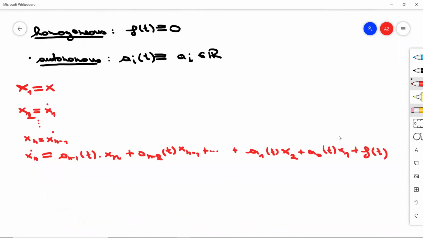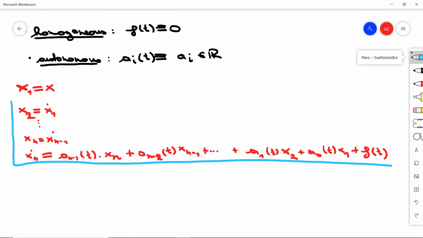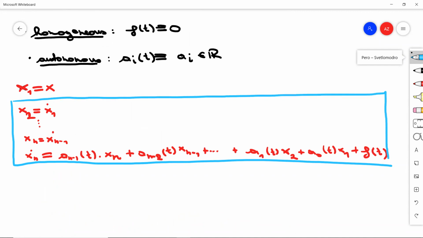So our system is then, in fact, the system of those differential equations without the first condition, because the first condition is just saying that x will be written as x1. So we don't need this condition anymore. So the differential equations are then those n of them.